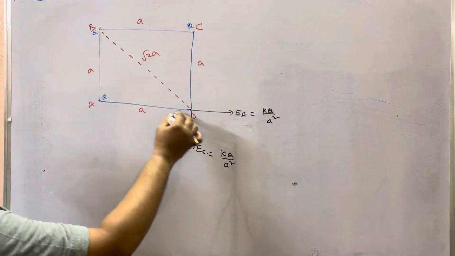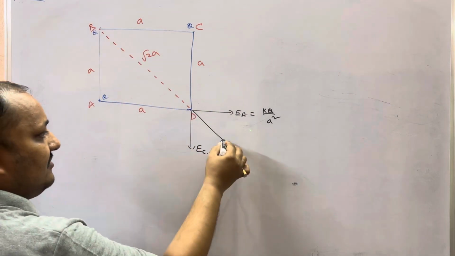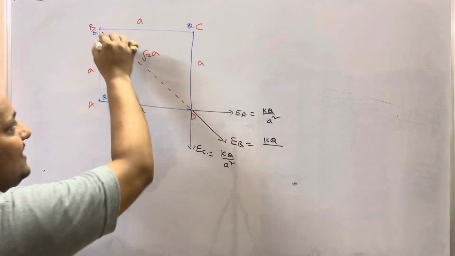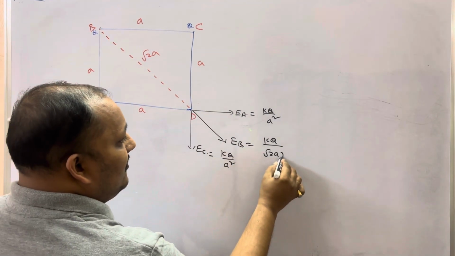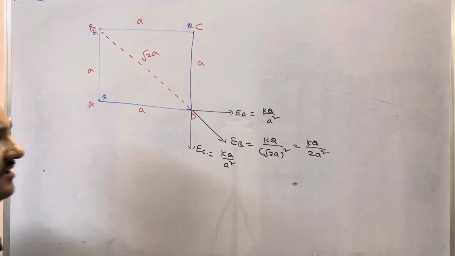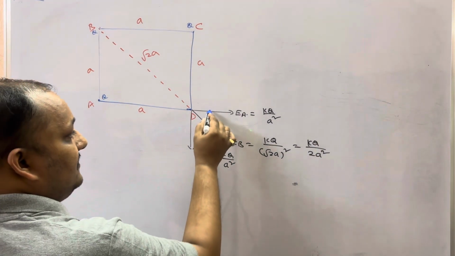Now EB, this is also a positive charge. It is going to be like this. EB is KQ by, what is this distance? Root 2A whole square. KQ by 2A square. Now here you got a total of 3.